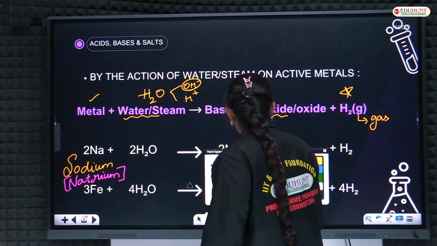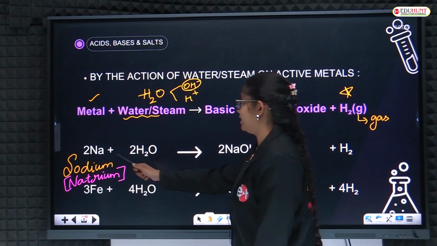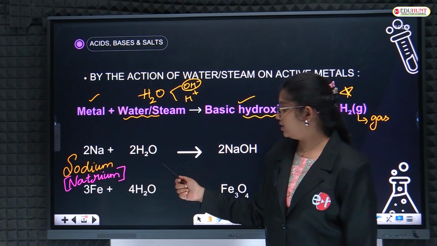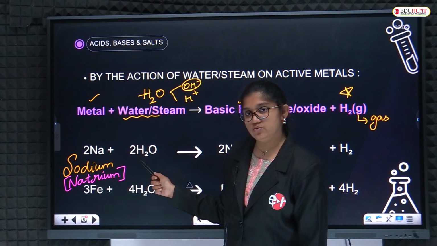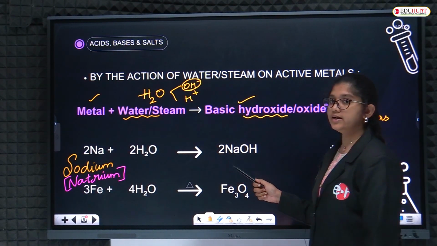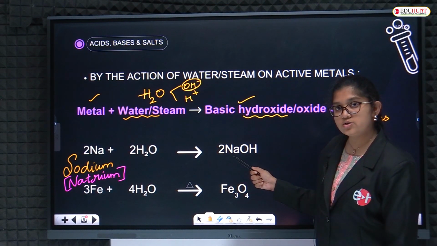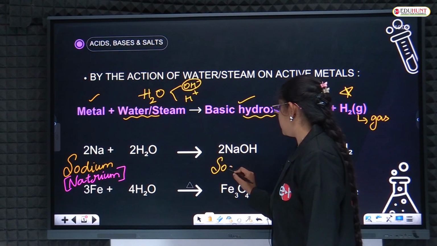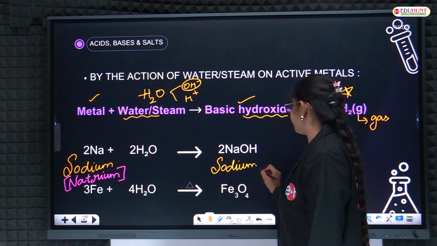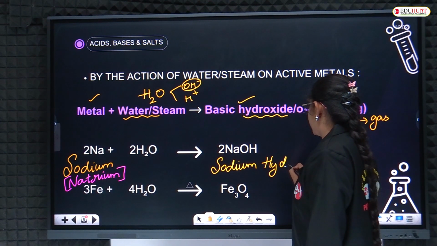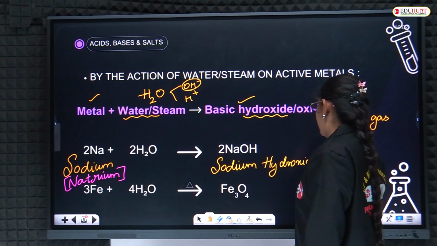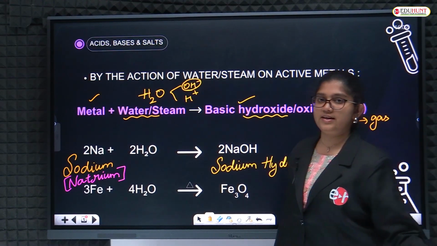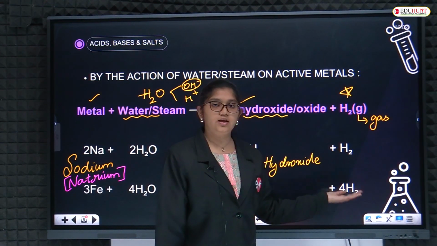So first we are taking sodium, and for that we are adding 2 molecules of water. H2O represents the water molecule. And what do we get? We get 2 molecules of NaOH. What is NaOH? Sodium hydroxide. And here we are getting an extra product, which is hydrogen gas.